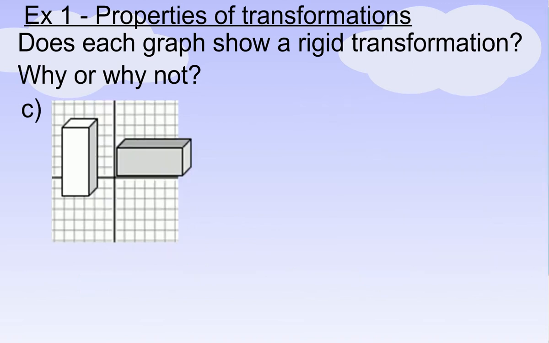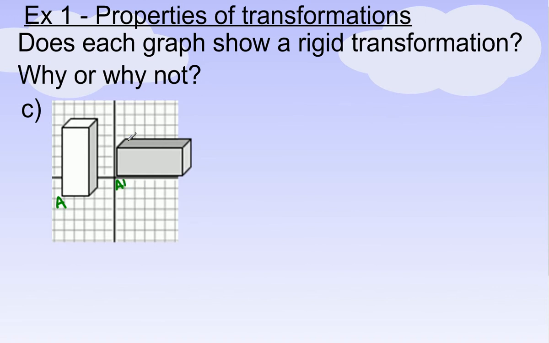Now, in this example here, letter C, I want you to tell me, does this show a rigid transformation? Why or why not? Pause the video, do it on your own. When you're ready to continue, hit play, and we'll go through it together. Alright, so let's see here. This would be, I guess, our primary shape. So maybe call that A, and then this would be like A prime here.